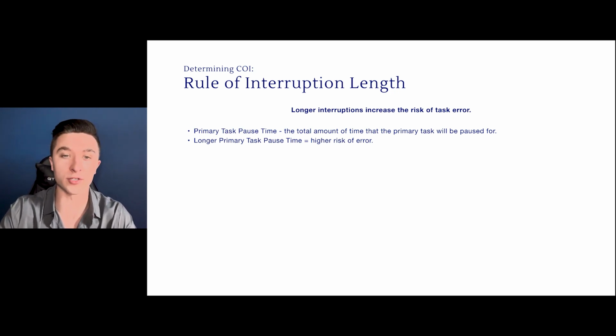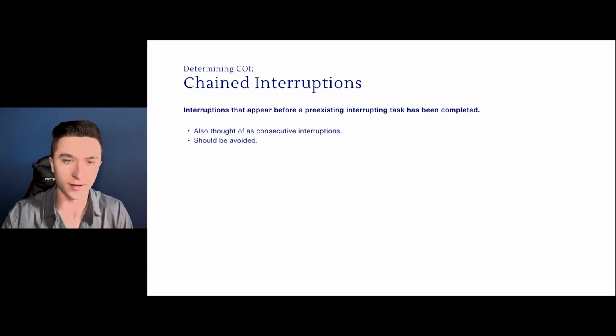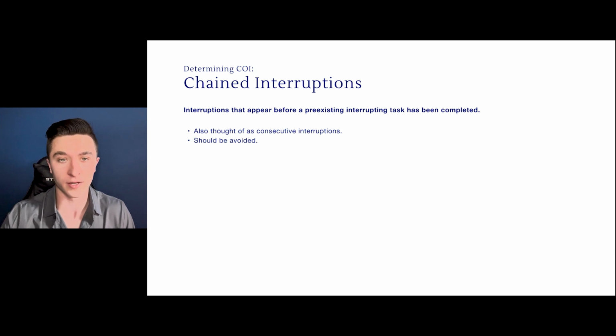Right? So the rule of interruption length then also encompasses another concept that we call chained interruptions. So chained interruptions can also be thought of as consecutive interruptions, and these are interruptions that appear before a pre-existing interrupting task has been completed. To better understand this concept, let's look here at a visual example.